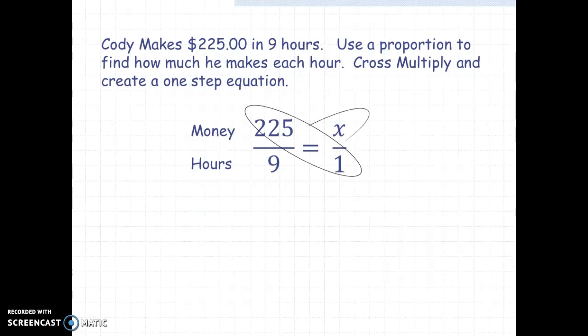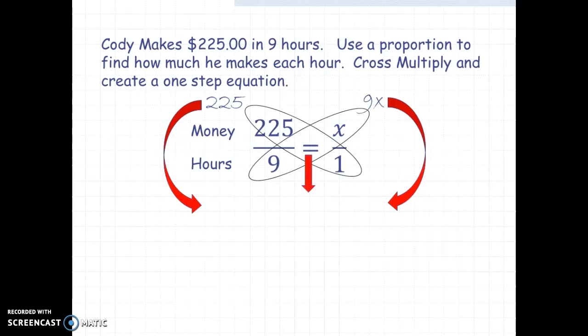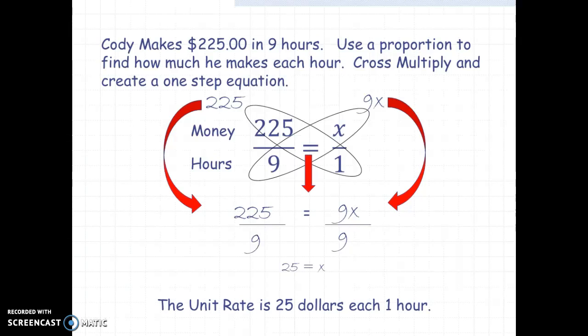So we're going to, again, cross multiply. 1 times 225 is 225. 9 times x is 9x. If we bring those down, we create a one-step equation, and we divide by g. Oh, wait, no, I mean 9. So that's one good argument for not using g as a variable, since it looks like a 9, or vice versa. 225 divided by 9 is 25, so 25 equals x. The unit rate is $25 each hour, or per hour, or for every hour. Any of those phrases will work.